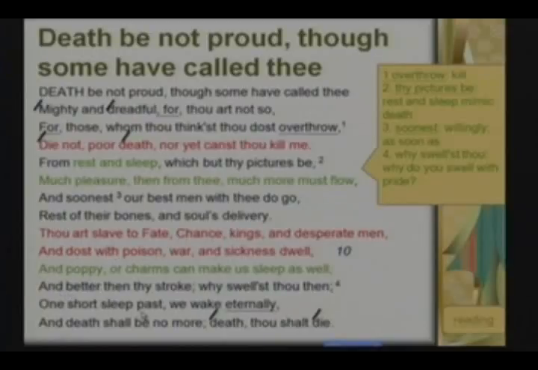One short sleep past, we wake eternally, and death shall be no more. Death, thou shalt die. Okay, so the ending of this poem is as strong as the ending of Let Me Not to the Marriage of True Minds Admit Impediments. I think that ending is also very short and strong with a lot of monosyllables, 就是单音节的字. Okay, but then one thing I do want to ask is, which is powerful, eternally or die?